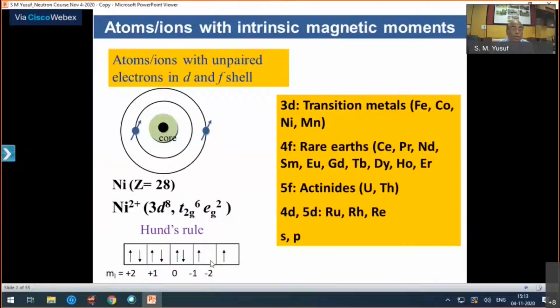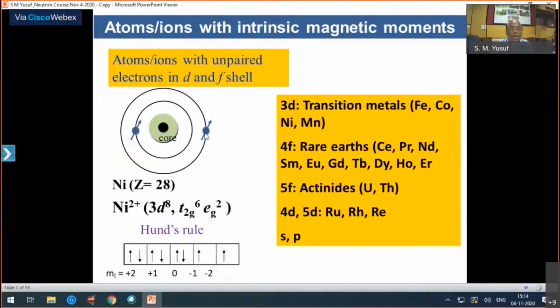So spin pairing, wherever it is not possible, that causes this non-zero moment. And so this is all you need to know. Similarly for the 4f elements, that is the lanthanide series, if you go across the series, you will end up getting these unpaired electrons at the 4f shell. Similarly for actinides, uranium for example, you will get unpaired electrons at the 5f shell.